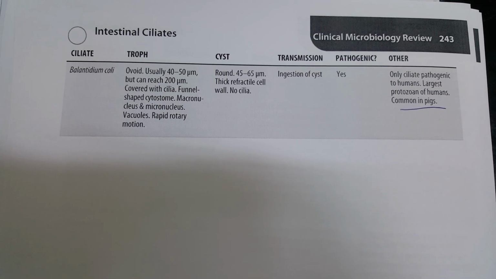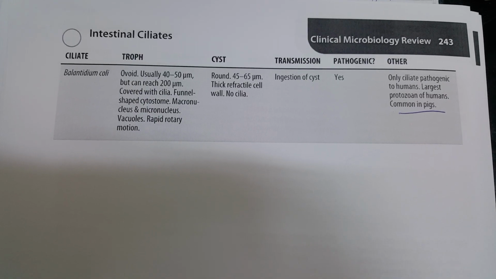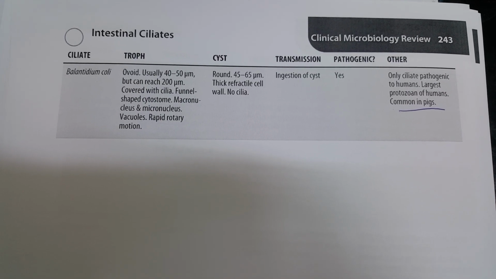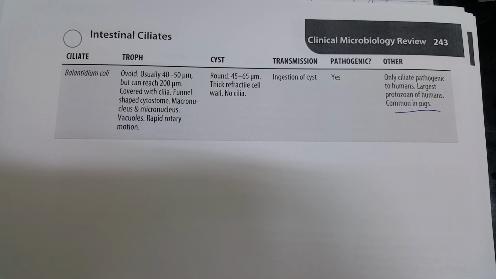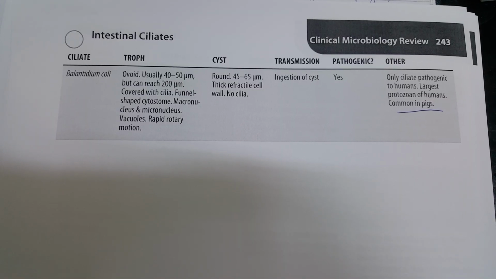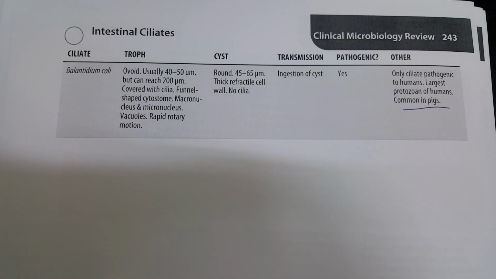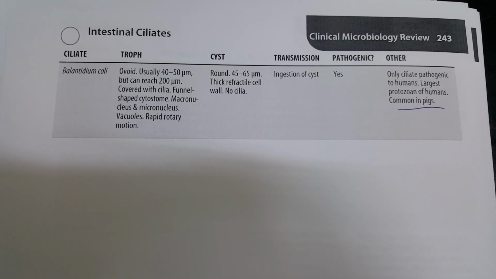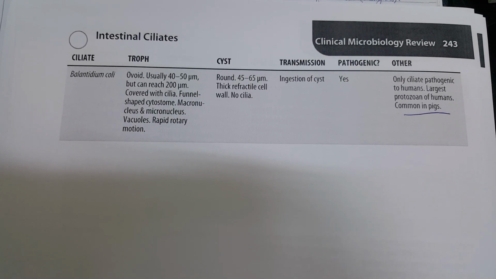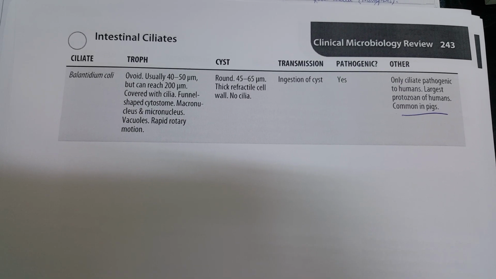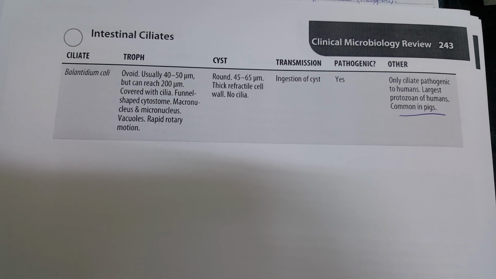micrometers, covered with cilia, with a funnel-shaped cytostome, a micronucleus and a macronucleus, vacuoles, and rapid rotatory motion. The cysts are round, 45 to 65 micrometers, with a thick refractile cell wall, and no cilia are attached. Ingestion of the cyst is through water, and it is a pathogenic organism, the only ciliate pathogenic to humans, and it is the largest protozoan of humans.